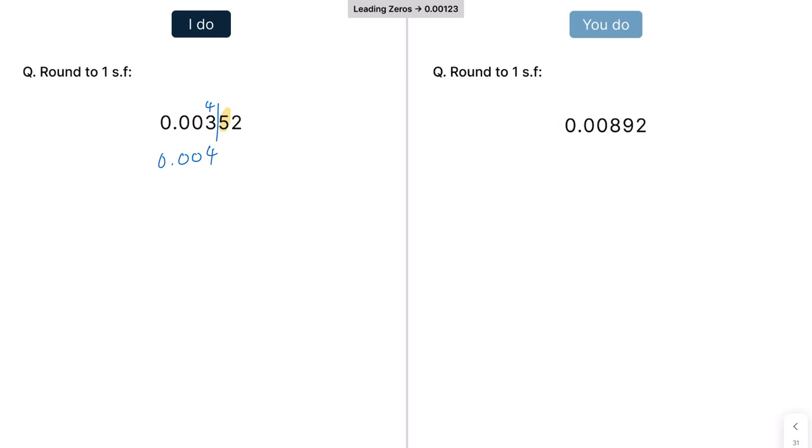So looking at the next one, we have one significant figure. That's the first significant figure. That rounds up to a 9. So our answer is 0.009 to one significant figure.